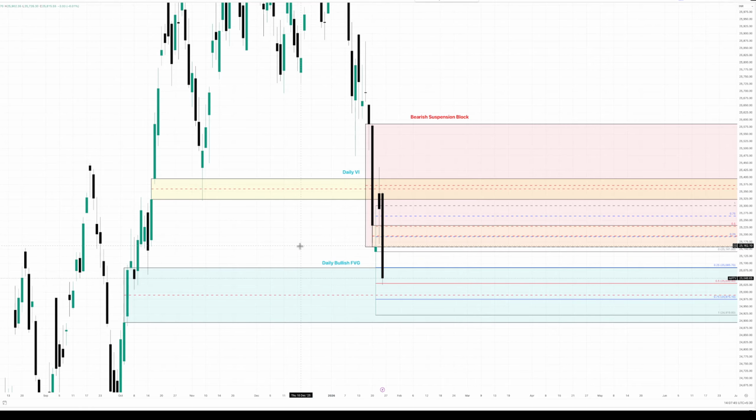So these are the PD arrays we marked. One is this daily volume balance in the yellow color, and next is this bearish suspension block, and next we have this daily fair value gap in the discount. Then we have this huge wick, which we have graded into 4 quadrants, and then we also have this volume balance. Let me change this color to something distinct.